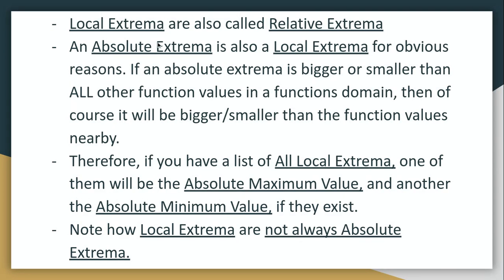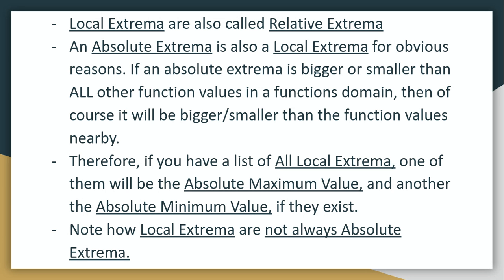Yet again, what I said, an absolute extrema is also a local extrema for obvious reasons. If an absolute extrema is bigger or smaller than all other function values on a function's domain, then of course it'll be bigger or smaller than the function values nearby. Therefore, if you have a list of all local extrema, you were able to find all of the points where local extrema occur, one of them will be the absolute maximum value, and one of them will be the absolute minimum value if they exist.